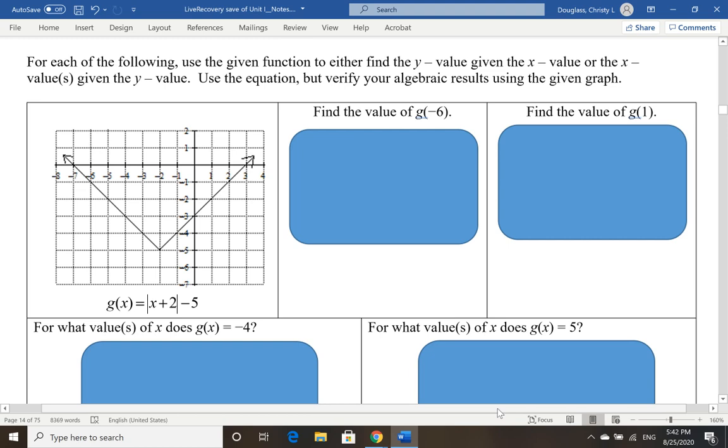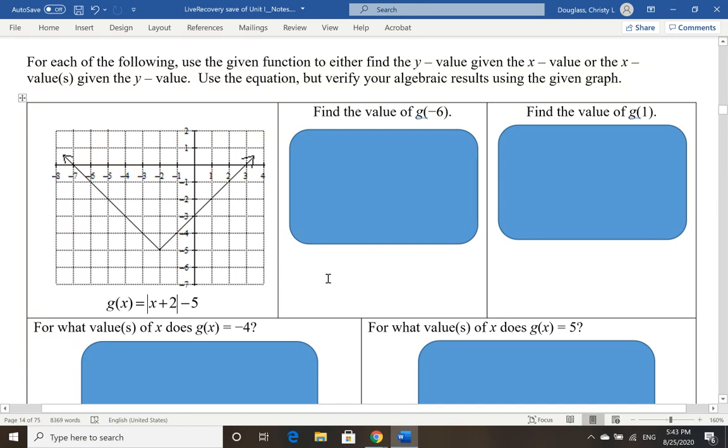In this video, we are going to combine the two ideas of evaluating a function for a given x value and solving a function for a given y value. So let's take a look at this absolute value function that we have, g of x. It's equal to the absolute value of x plus 2 minus 5, and the graph looks like this.